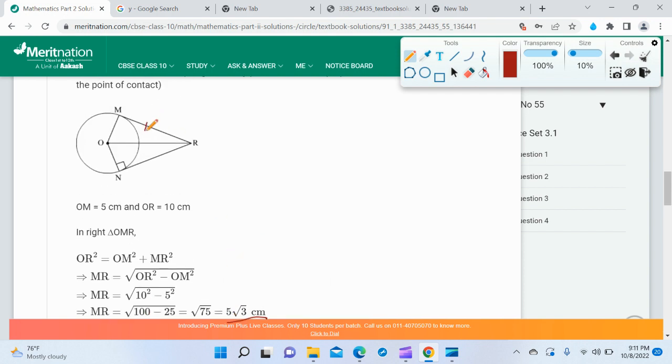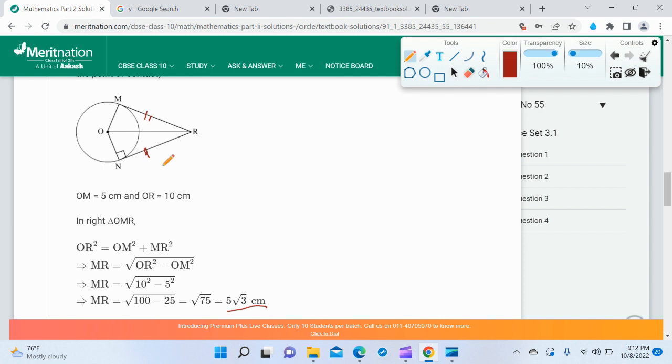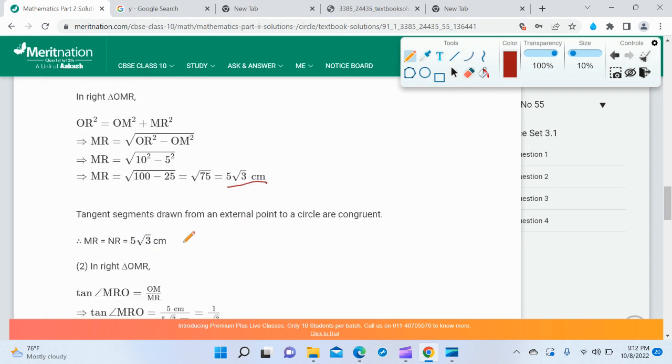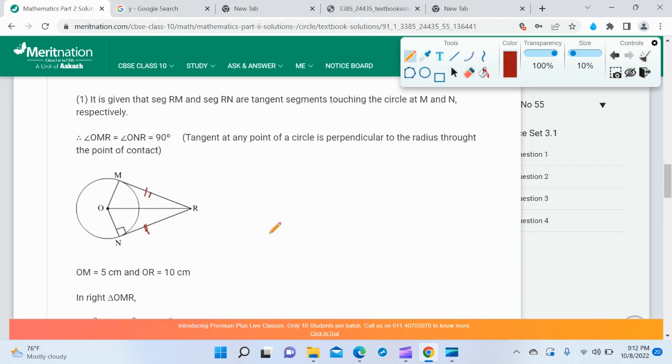So if we got the value of this, then the length of this will be equal. Okay, why will it be equal? Because both lines are drawn from the same point to the circle as tangents. We just have to remember that any tangents drawn to a circle from the same point will always be of the same length. So if you got the length of this, the length of RN will also be the same. So MR is equal to NR is equal to 5 root 3 centimeter.